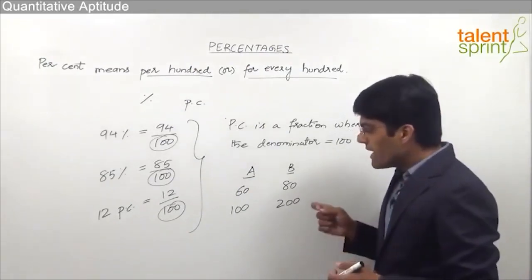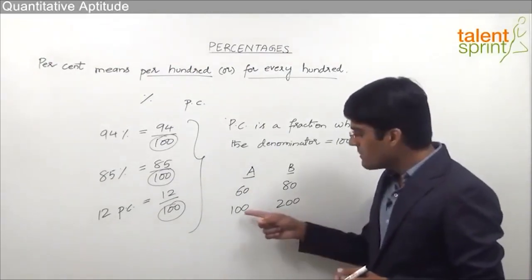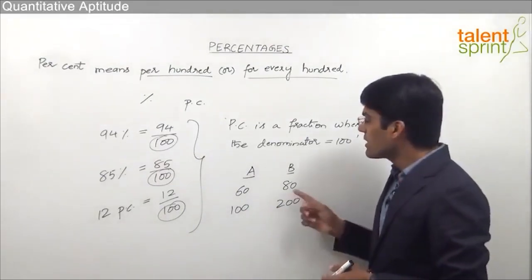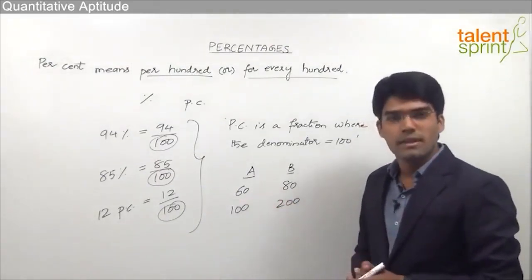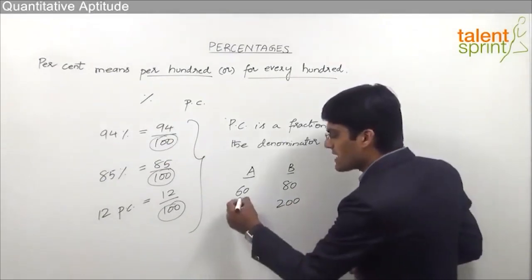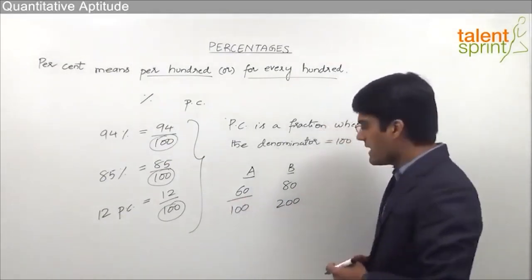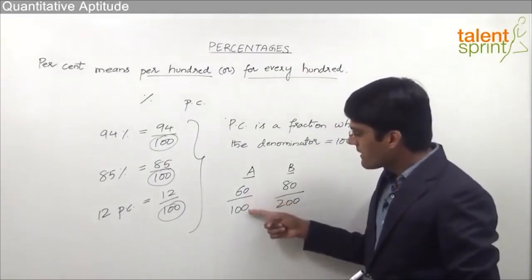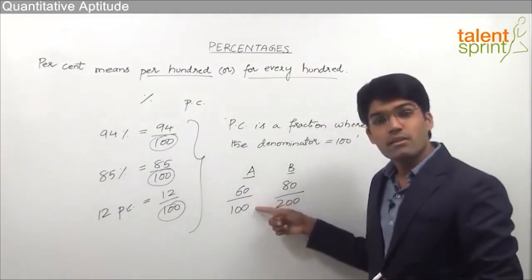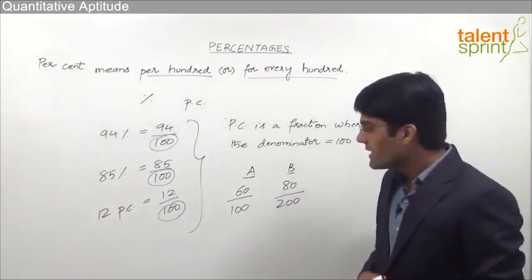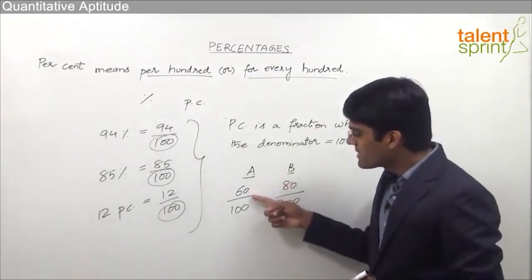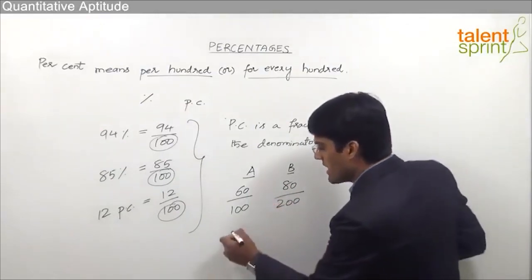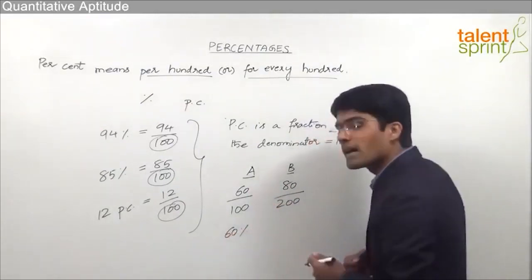So now, when we actually try to compare their marks, keeping in mind the maximum scores, we come out with a conclusion that not B, but A is a better student. For example, here A has got 60 out of 100 and B has got 80 out of 200. Now 60 out of 100, as you can see here, this is a fraction where the denominator is 100. So we can say that A's percentage score is 60%. Why? Because it is 60 out of 100. So A has scored 60% marks.